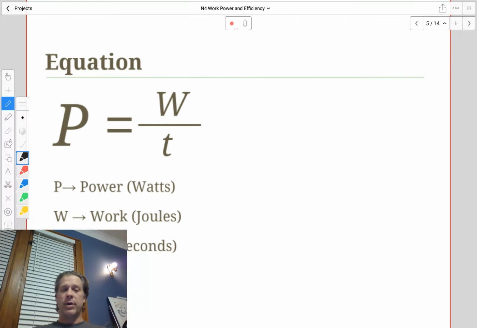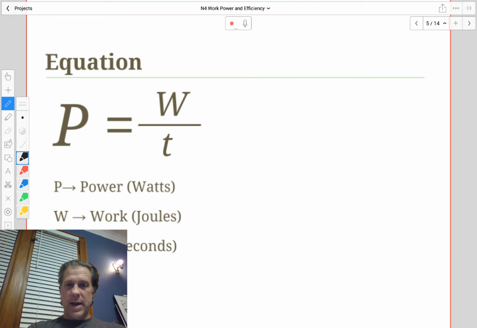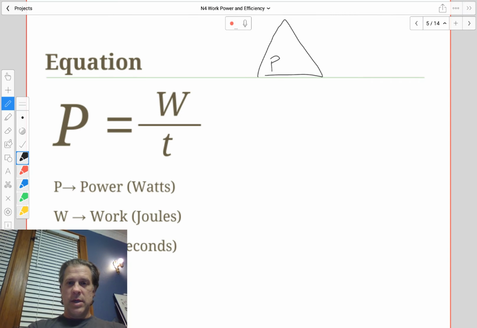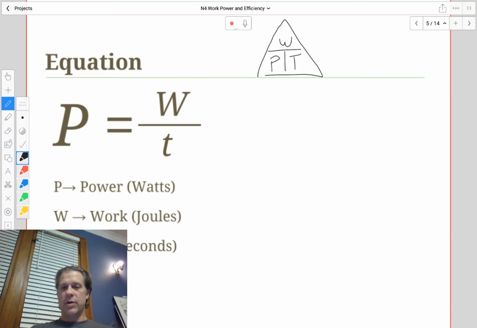The formula for power is equal to work divided by time, or P is equal to W over T. If we go back to those triangles that we did earlier this year, P, W, T, that's that triangle of fun that we talked about earlier, where if you cover up P, you're solving for power, which is work divided by time. If you want to get work, you cover up the W, and you get power times time. And if you want to solve for time, you cover up the T and you get W over P.